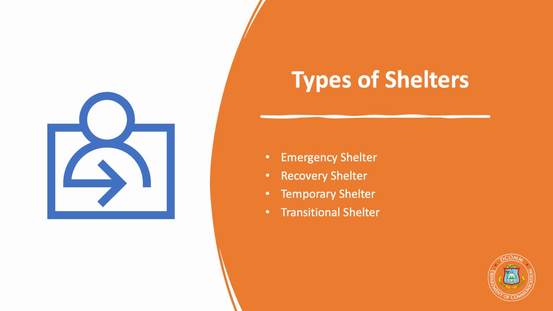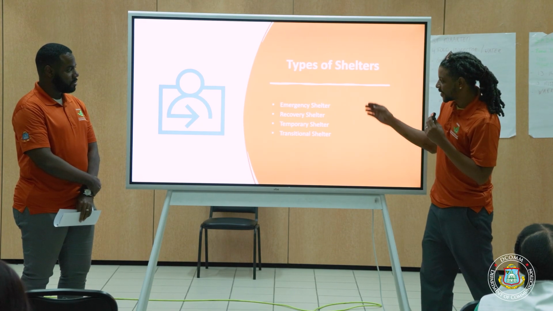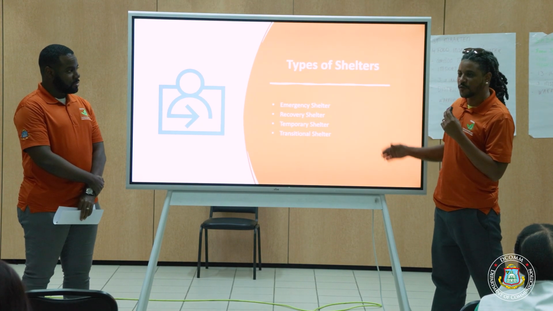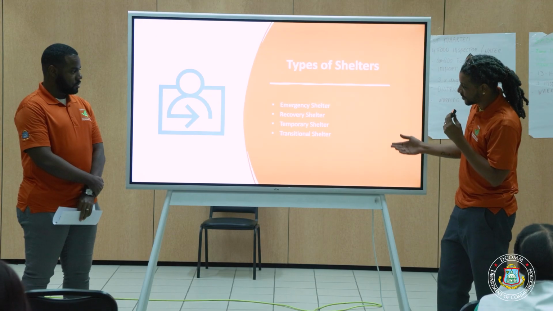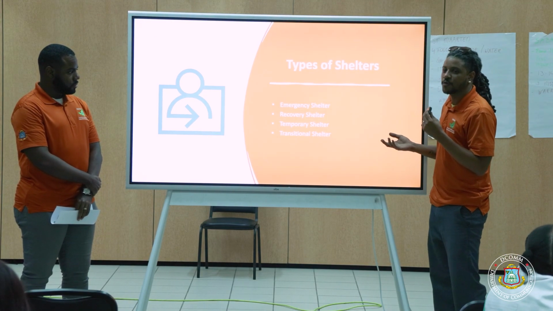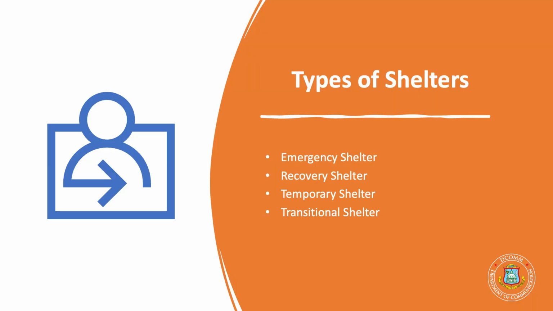One is an emergency shelter, a recovery shelter, a temporary shelter, and a transitional shelter. So in these 4 shelters, it's 4 different stages as well. In the emergency shelter, it would be more right when the storm comes in, when we get awareness to open the shelters and start accepting persons to come inside the shelter.